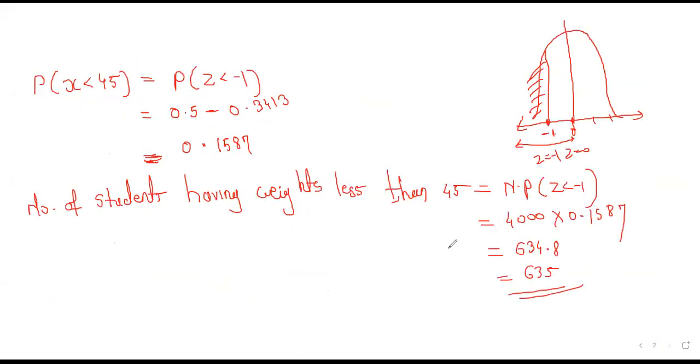x ची व्हॅल्यू लेस दॅन 45 असताना आपल्याला z काय मिळते? -1. सो आपल्याला प्रोबॅबिलिटी ऑफ z लेस दॅन -1 करायची. सो जर आपण हा ग्राफ किंवा कर्वशी रिलेट केलं तर हे डिस्टन्स, हा पार्ट किती येते? 0 to -1 येते, राईट. सो आपल्याला लेस दॅन -1, सो -1 पेक्षा कमी. सो आपण काय केलं? हा ओव्हरऑल एरिया किती आहे? 0.5.